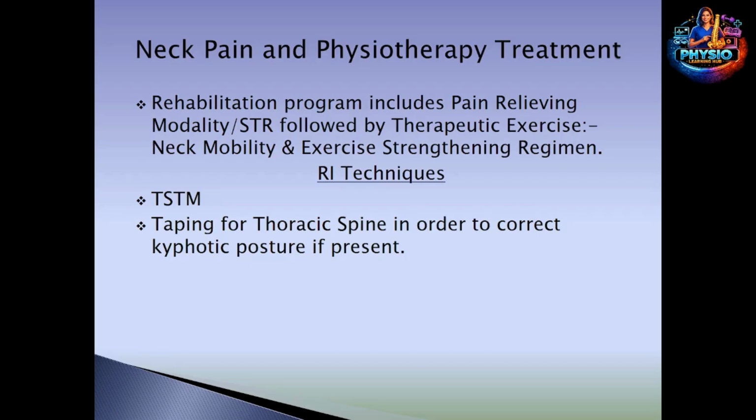Neck pain and physiotherapy treatment. The rehabilitation program includes a pain relieving modality or soft tissue release followed by therapeutic exercise. Therapeutic exercises include neck mobility and a strengthening regimen. Regional interdependence techniques include thoracic spine and scapulothoracic mobilization, and taping for the thoracic spine in order to correct kyphotic posture if present.